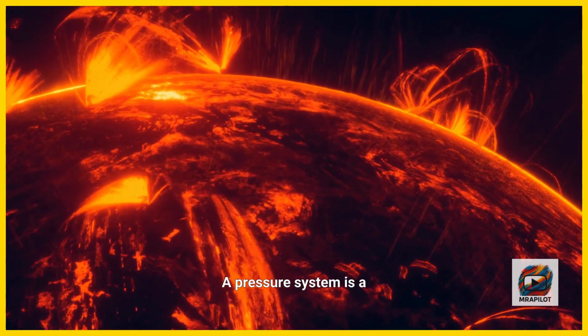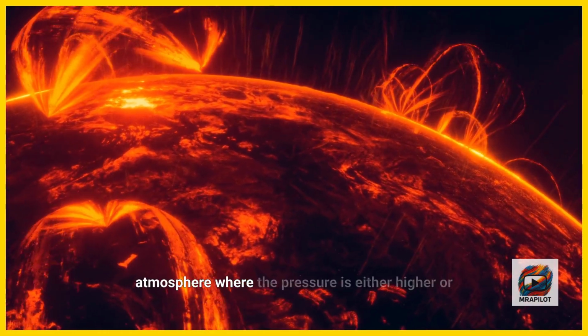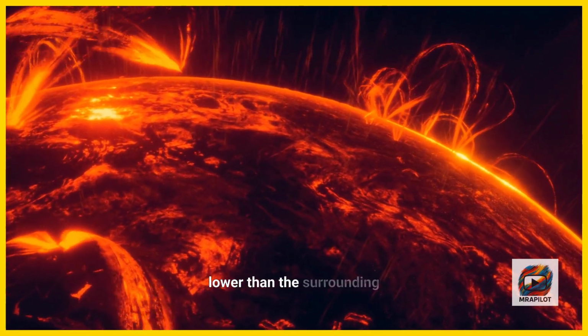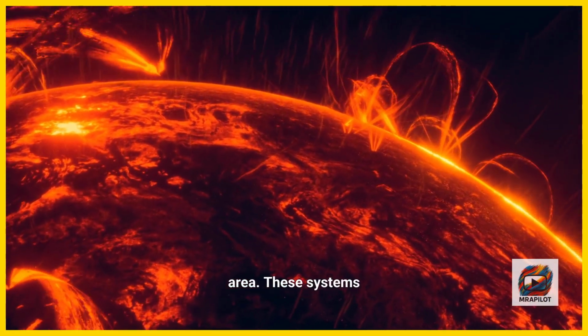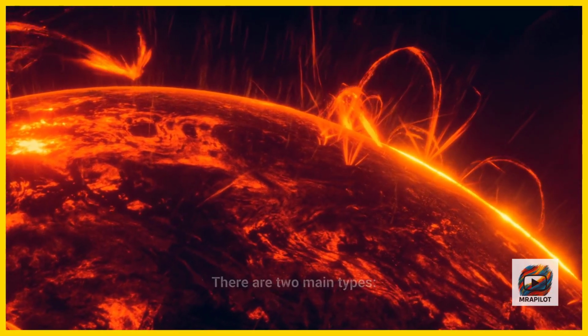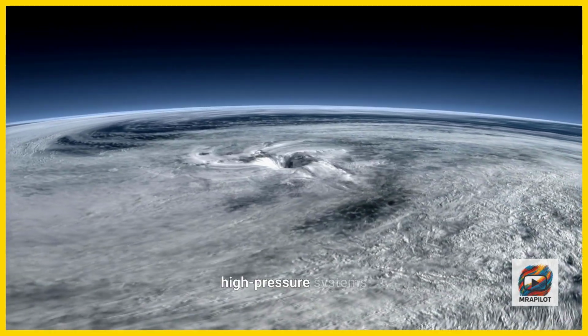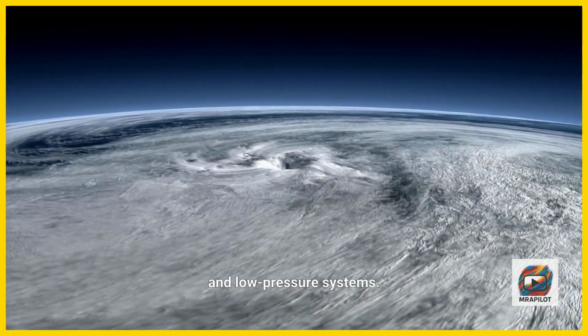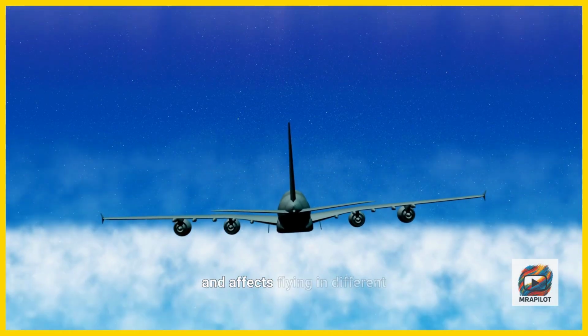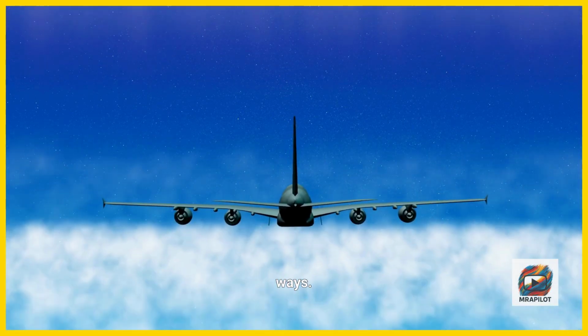A pressure system is a large-scale region of the atmosphere where the pressure is either higher or lower than the surrounding area. These systems drive most of the weather on Earth. There are two main types: high-pressure systems and low-pressure systems. Each one behaves differently and affects flying in different ways.